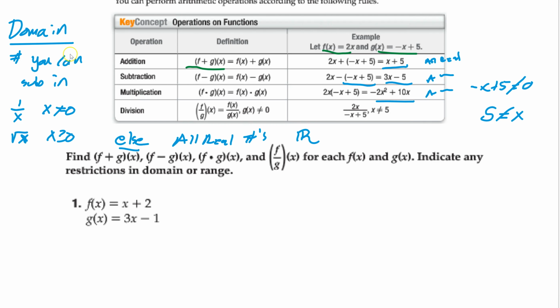So that's our domain. When I ask you about the domain, you just look at: is it a fraction? Then the bottom cannot equal 0. Is it a square root? Then inside the square root has to be greater than or equal to 0. If it's anything else, as of right now, we'll add more later, but right now it's all real numbers.